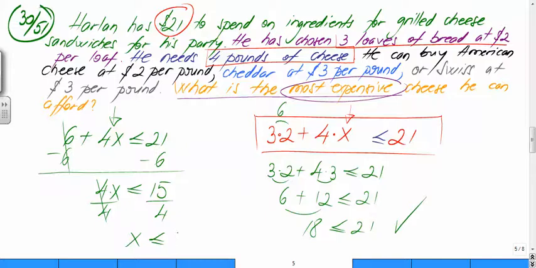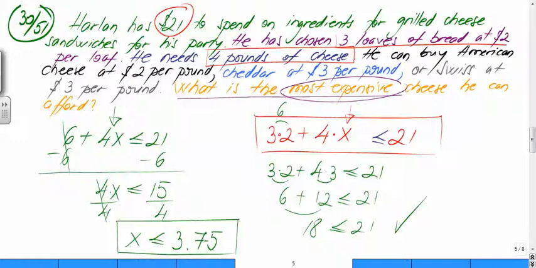4 goes in 15 3 times. 3 times 4 is 12. 12 out of 15 is 3. Decimal point. 4 goes in 30 how many times? 7 times. 7 times 4 is 28, 30 minus 28 is 2, add a 0, 4 goes in 20 5 times. So the cost of a pound of cheese should be less than or equal to $3.75.